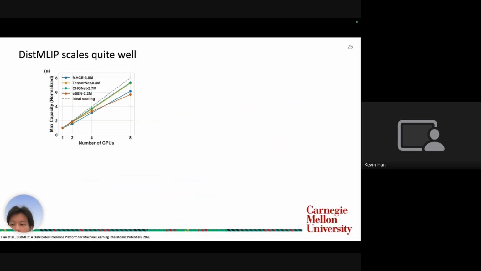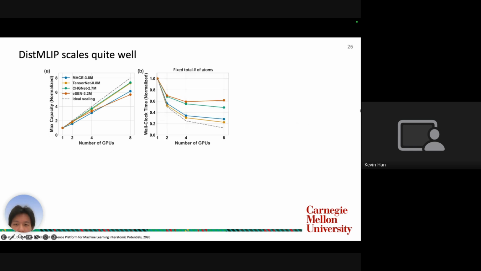Alrighty. In terms of experimental results, we implemented it on 4 models: MACE, TensorNet, ChargeNet, and ESEN. Later on, after the paper was released on arXiv, we also implemented it on UMA, and we find UMA scales much better than ESEN for some numerical precision reasons. This plot shows the maximum number of atoms that we can fit on 1, 2, 4, and 8 GPUs, normalized to 1 just to show scaling.